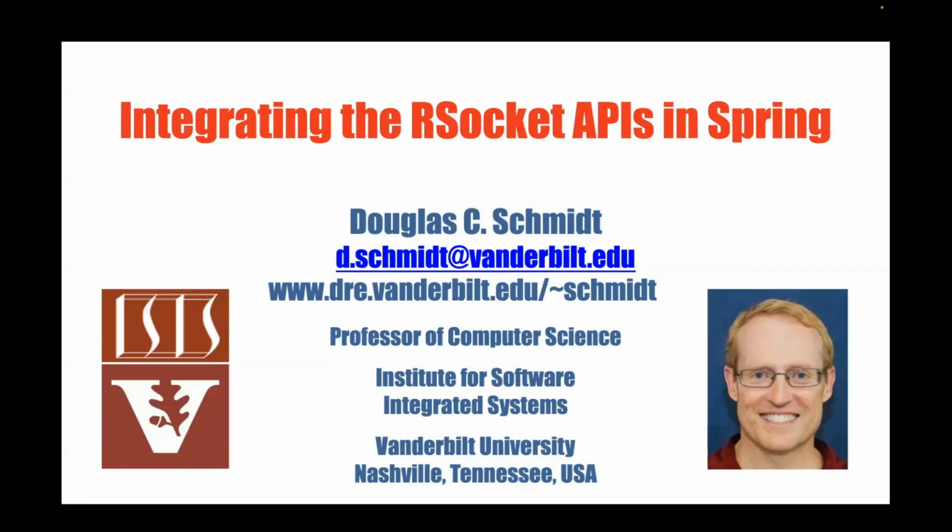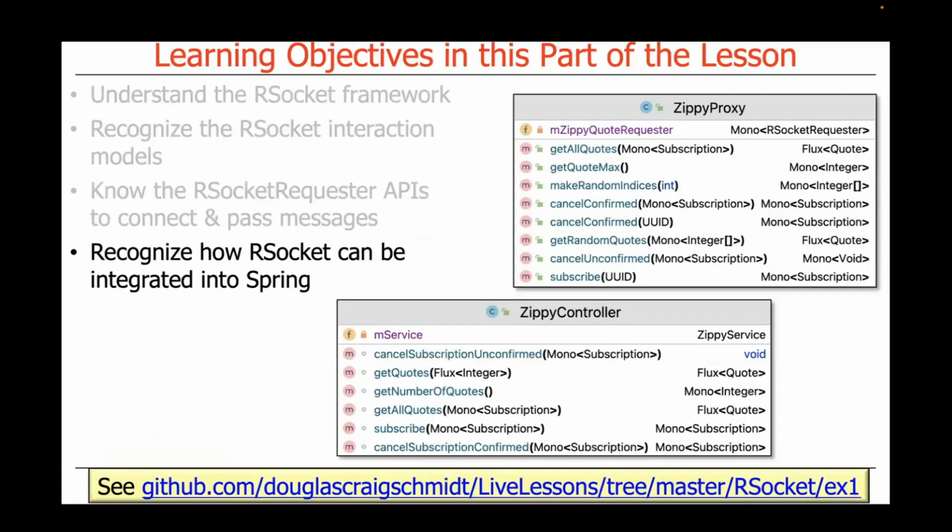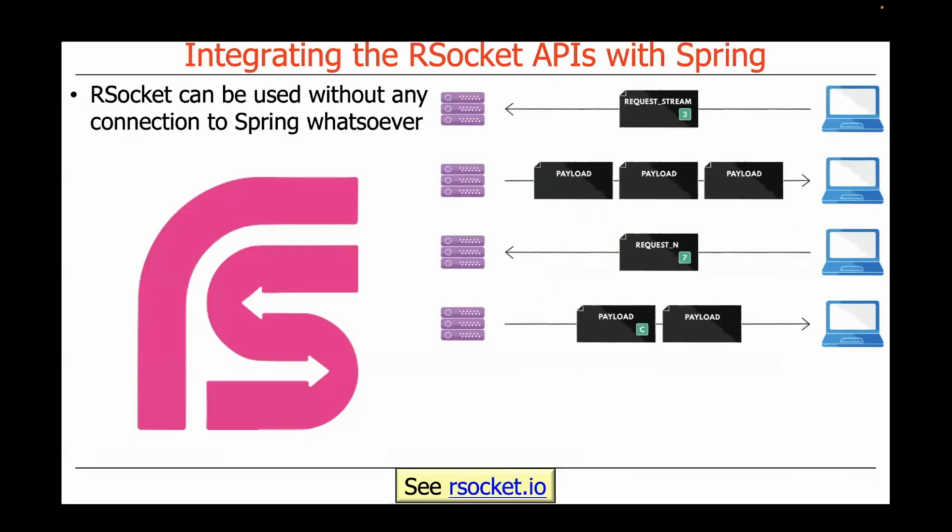So now that we've talked about the connection and messaging APIs in RSocket, looking primarily from the client perspective, let's talk about how these things are integrated into Spring. And this will give us a chance to talk about the server side as well. You can use RSocket without any connection or relationship to Spring whatsoever. That's really what it's designed for originally.